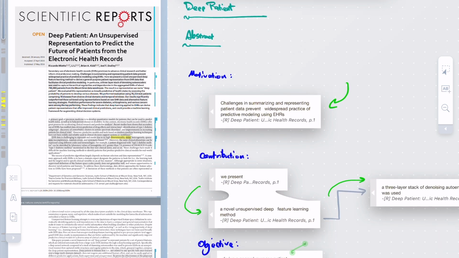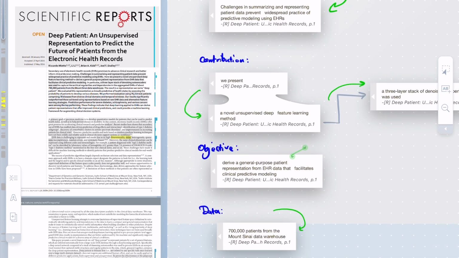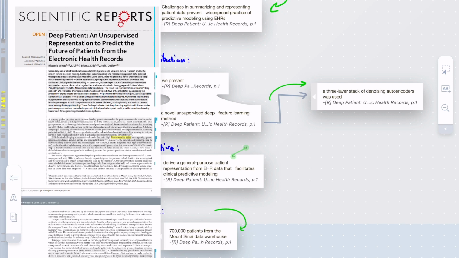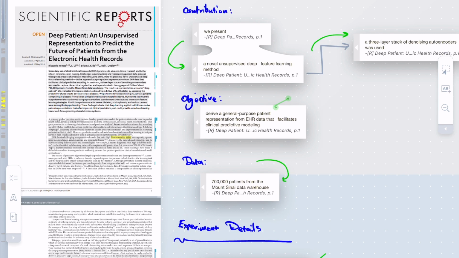So the motivation is that challenging and summarizing and representing patient data is obviously a hard task, and it's worth the attention. So the contributions of this work are that it has proposed a novel unsupervised deep learning methodology for representing electronic health records and then using these representations for performing predictions. So the model they used is a 3-layer stack of denoising autoencoders. The objective is to derive a general-purpose patient representation from electronic health record data that facilitates clinical predictive modeling.